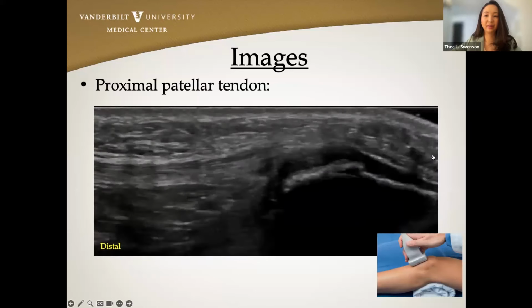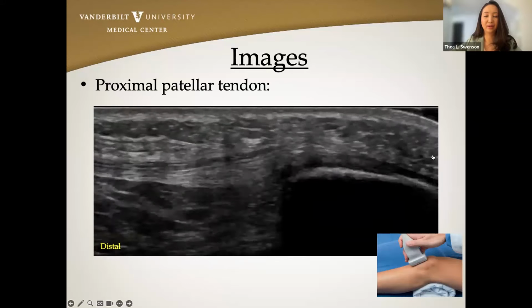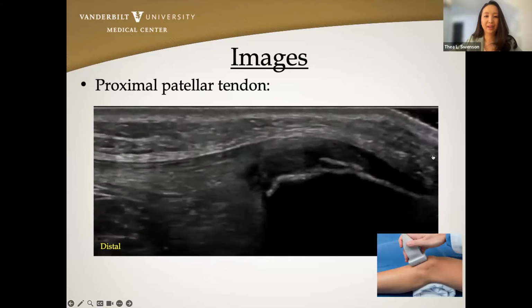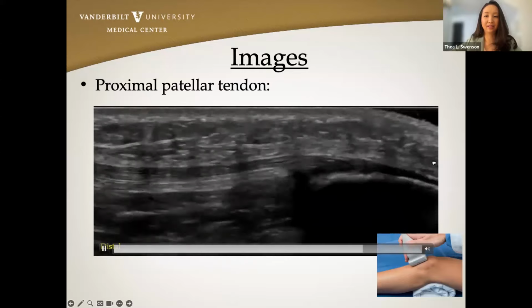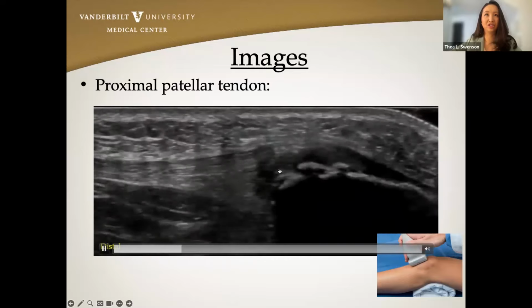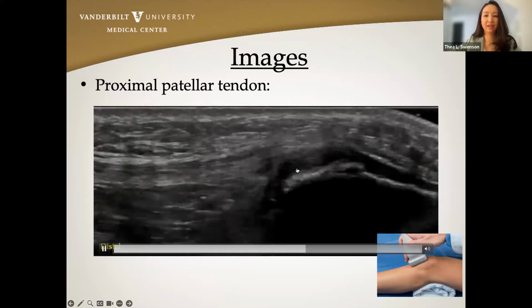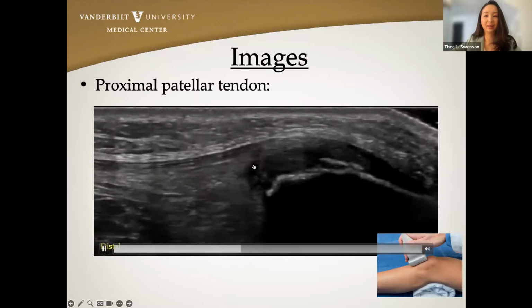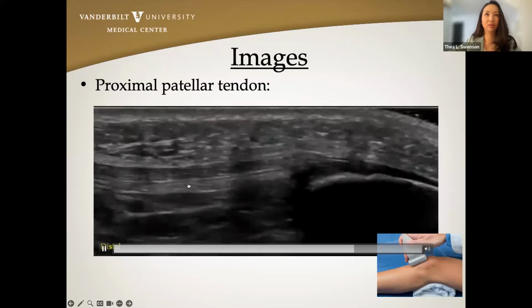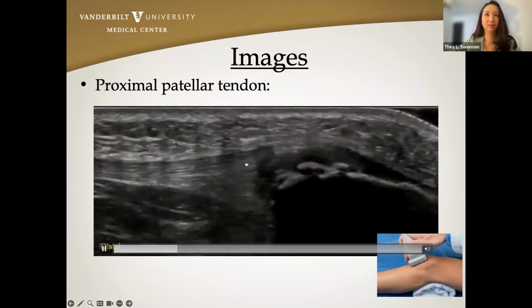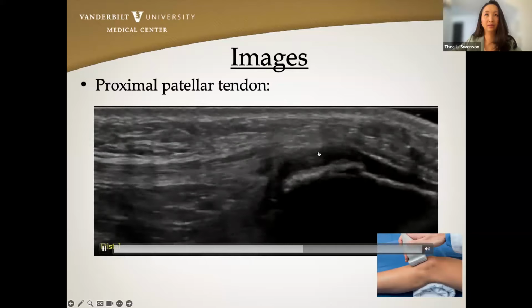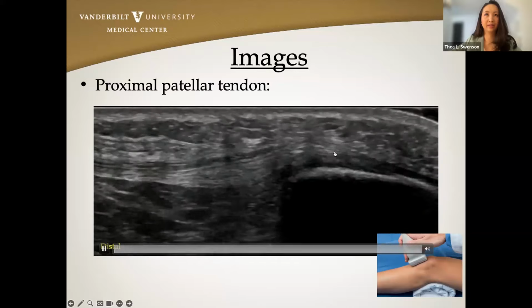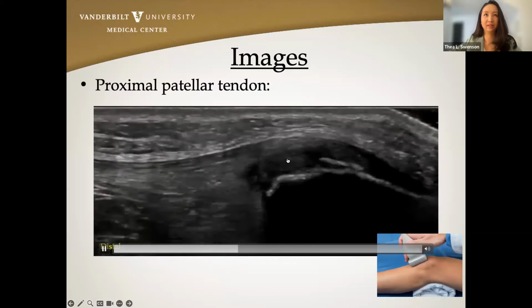Here is a video of the proximal patellar tendon going from medial to lateral. And you can see that it's in this center portion where you start seeing these changes right here. But on the more medial and lateral side of the patellar tendon, that looks normal. It looks a little bit more normal on these images. And then there you see those changes.